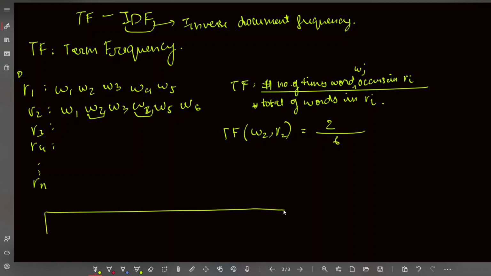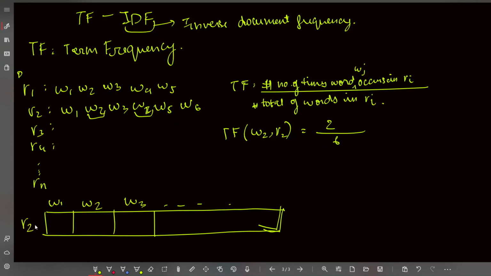So how this works is, again, you create your feature space where you take every word as a feature in your data set. So you have word 1 as one feature, word 2 as one feature, word 3 as one feature, and so on and so forth. So if I'm calculating the vector for review 2, I would put the term frequency over here, which is 2 by 6. Okay, that's how you calculate the term frequency. Similarly, I'll calculate the term frequency for W3, and I'll put the particular value here. Since W4 does not occur in review 2, W4 will get a value 0. Okay, so that's how it works.